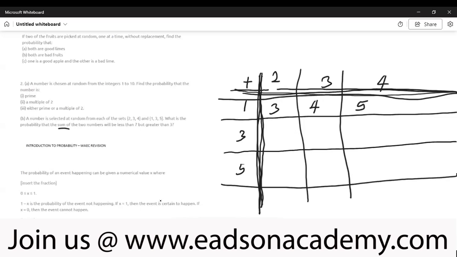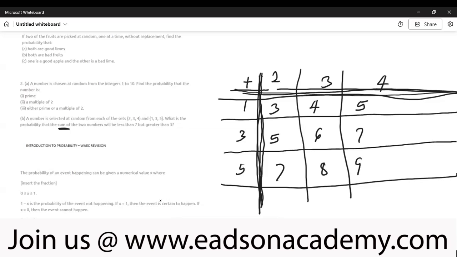Why am I adding? Because the question says, what is the probability that the sum of the two numbers, that is, after picking the numbers from the sets. Any of the numbers you pick from either of the sets, you add them together. That is what I'm doing. So 3 plus 2 here will be 5, and 3 plus 3 here will be 6, and 3 plus 4 here will be 7, 5 plus 2 is 7, 5 plus 3 is 8, and 5 plus 4 is 9.